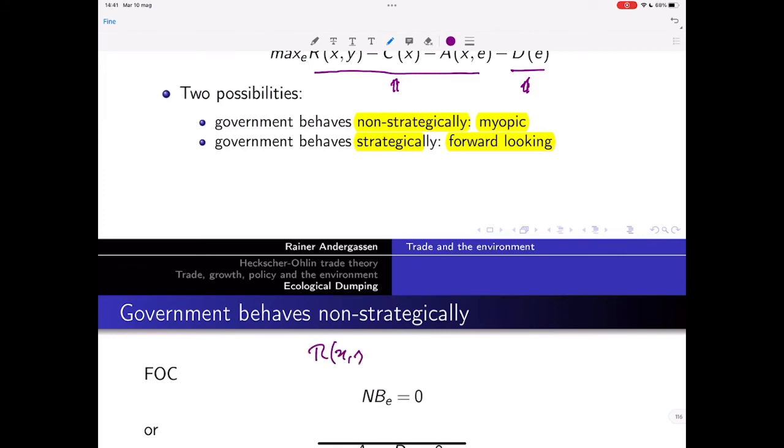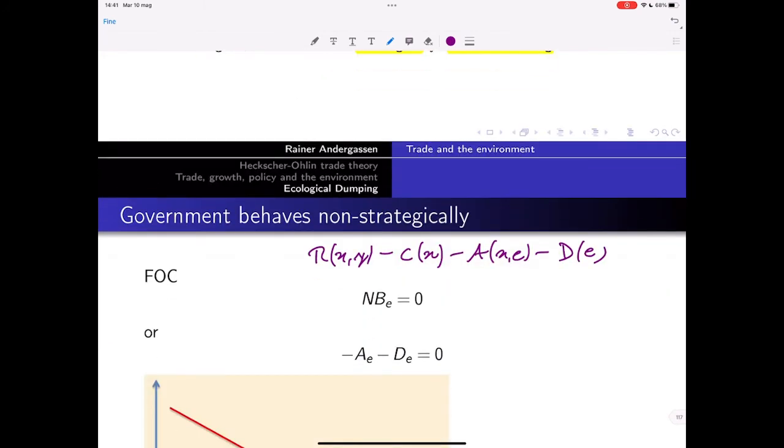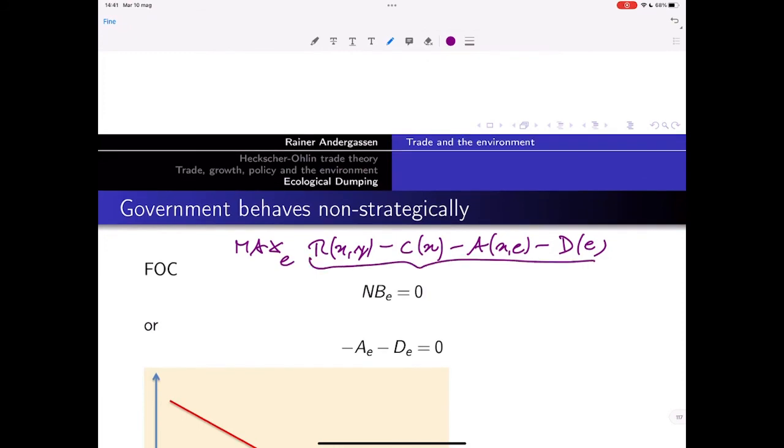Are x, y, minus C(x) minus A(x)E and minus D(E). Okay, this is what I would like to maximize. These are my net benefits, which depend on E, and here the government chooses E non-strategically, and so it takes only direct effects into account. So how E affects marginal abatement costs and the marginal damage done to the environment. Okay, so these are these two.